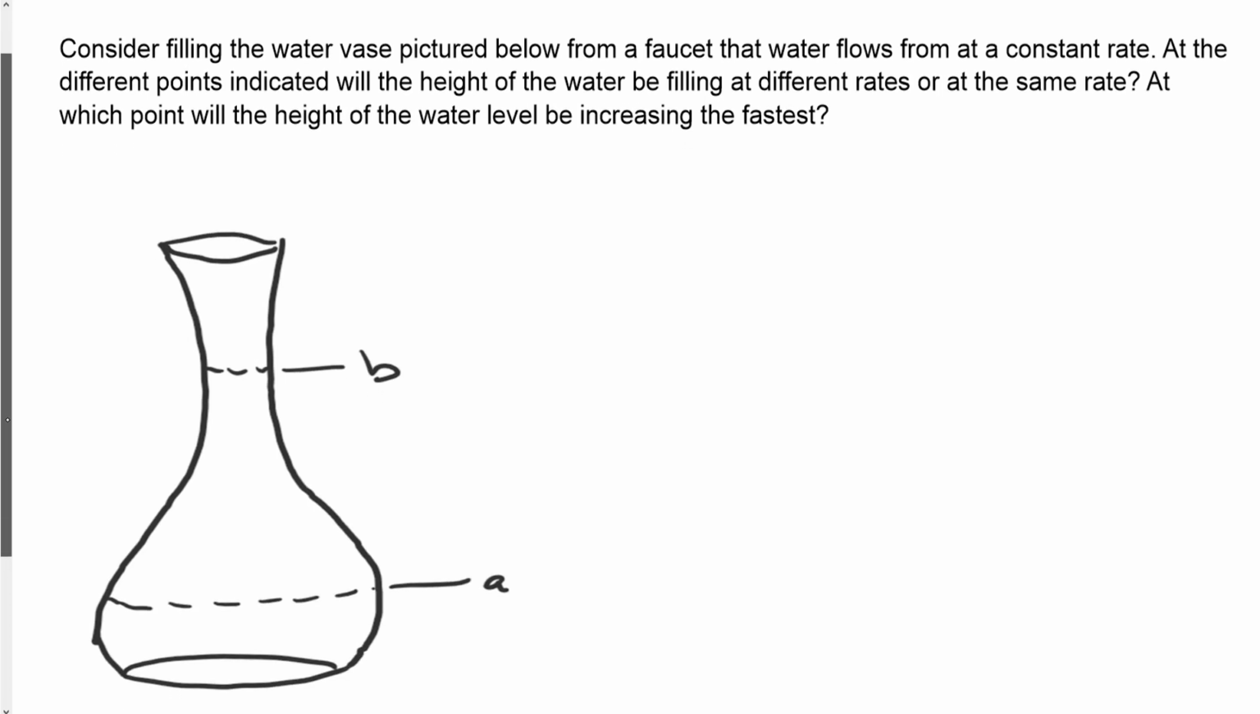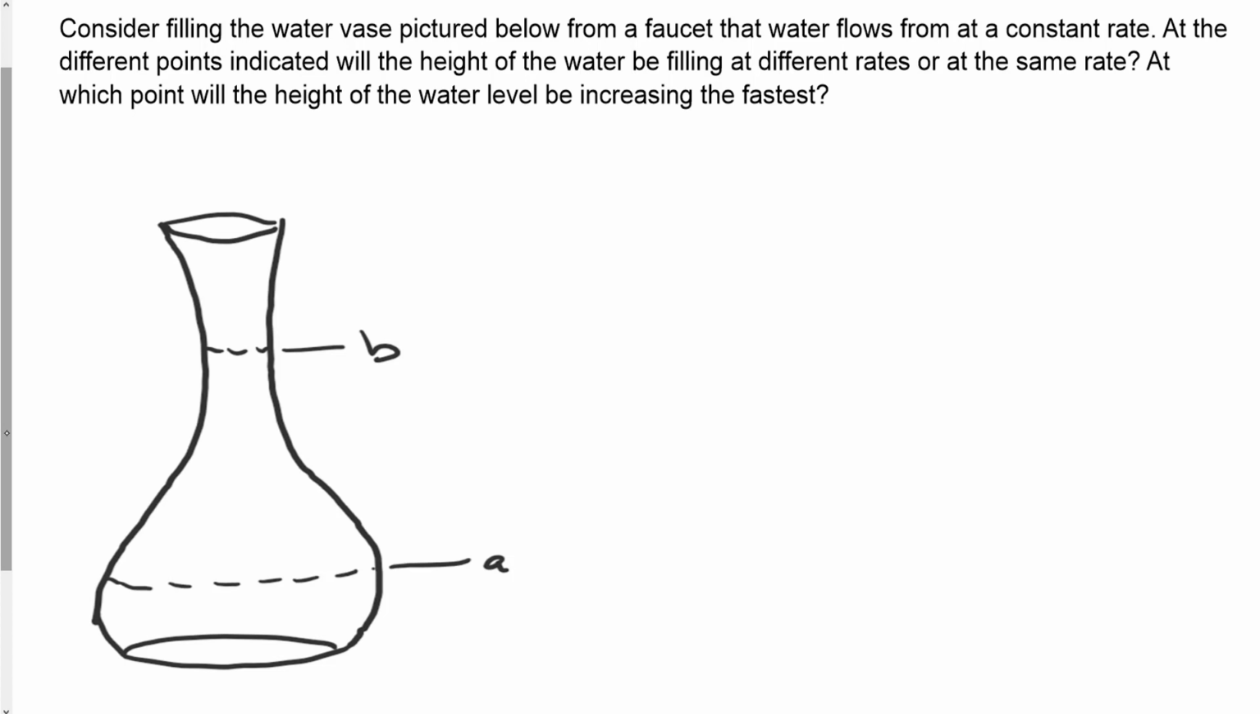Now, suppose we're going to fill this up with water, and the water is going to come out of a spigot or a faucet at the same rate. It's going to come out at a constant rate. Now, at different points, the height of the water is going to be increasing at different speeds. So, for instance, if the water is pouring in from the top here, and it's coming in at a constant rate.